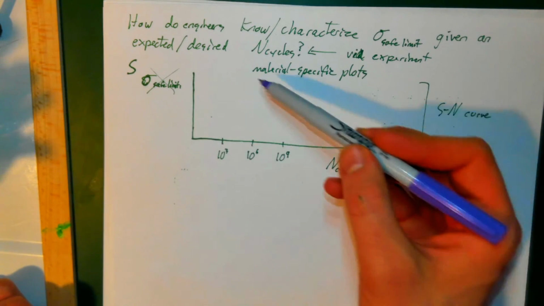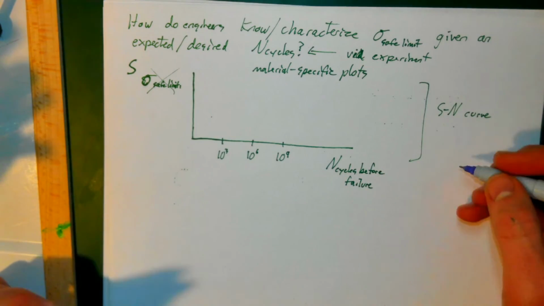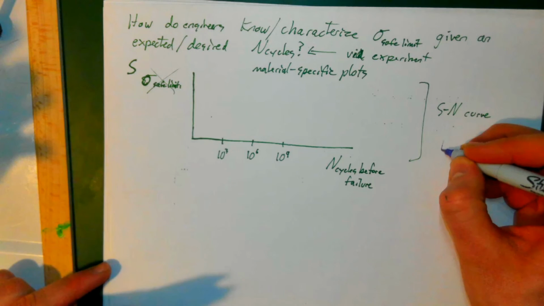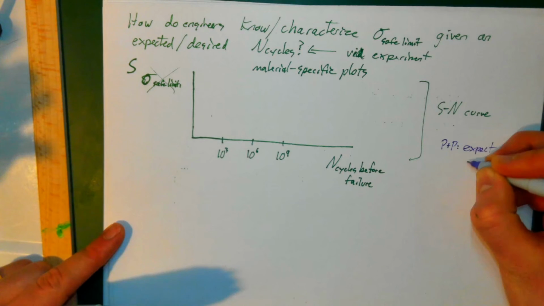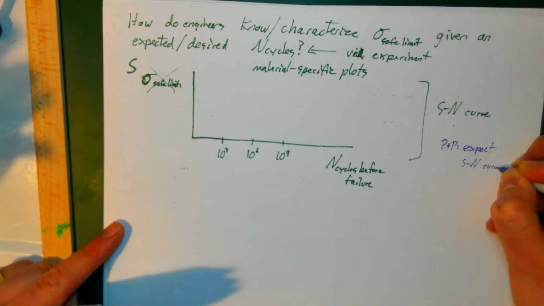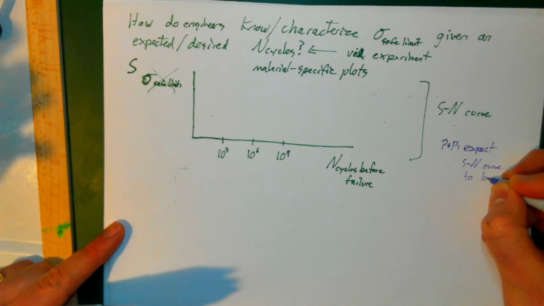So take a moment now, pause and ponder what you think the relationship between S and N might be. Does it go up? Does it go down? Does it remain constant? So pause and ponder. What do you expect your SN curve to look like?